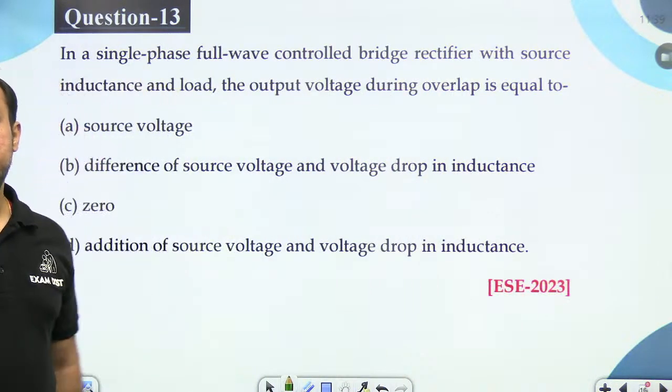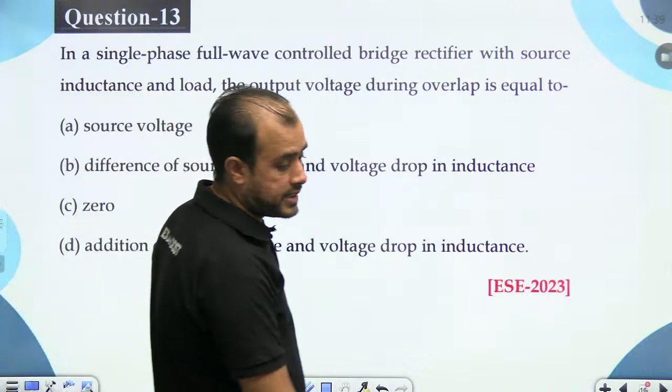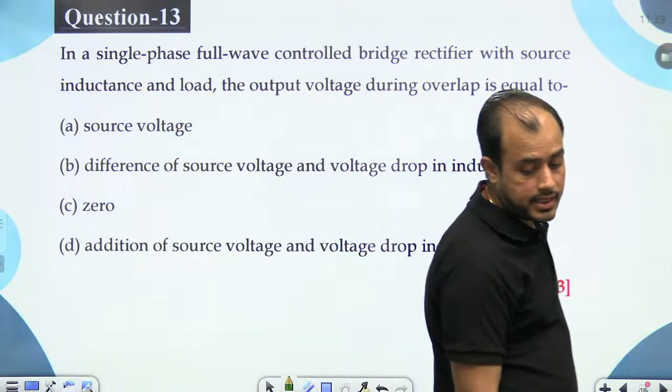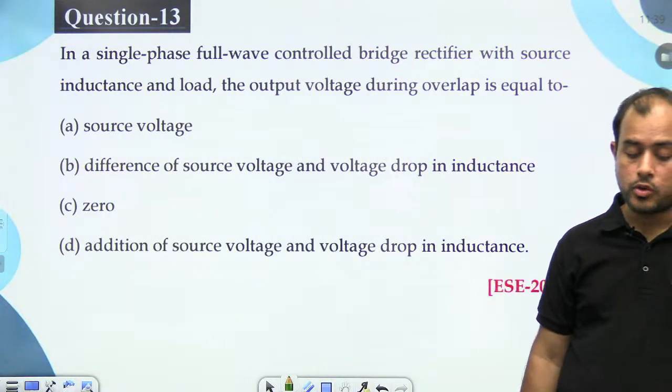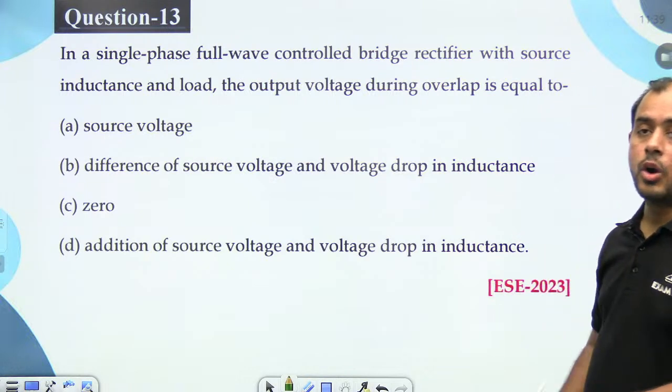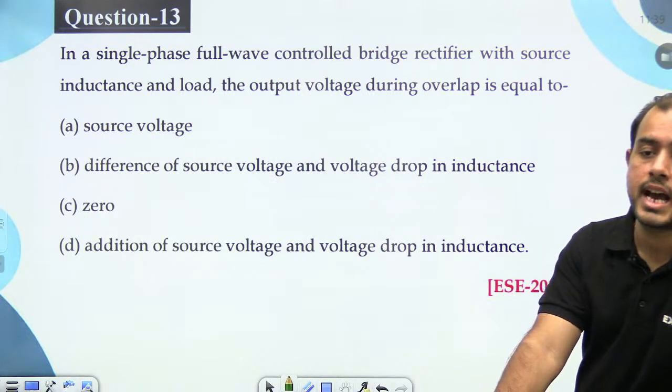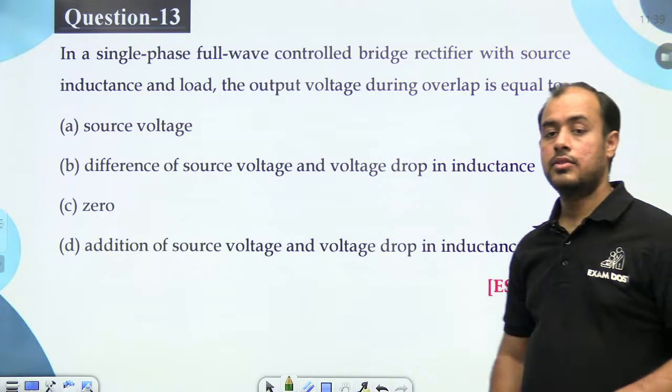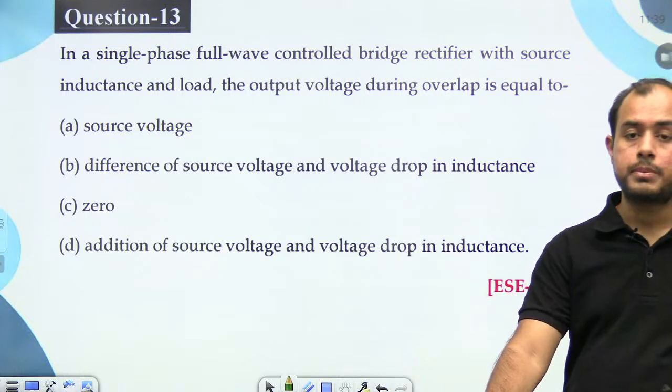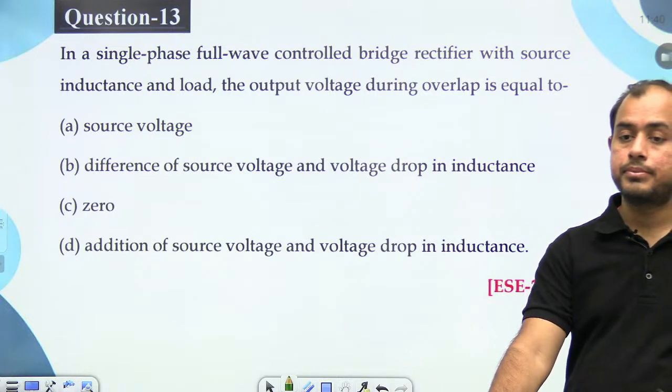In a single phase full wave controlled bridge rectifier with source inductance and the load, the output voltage during overlap is, what is V naught during overlap? What is the value of V naught beta during overlap?